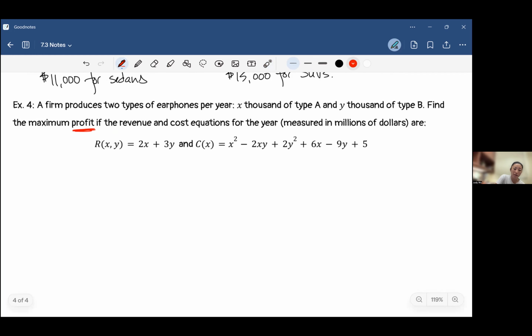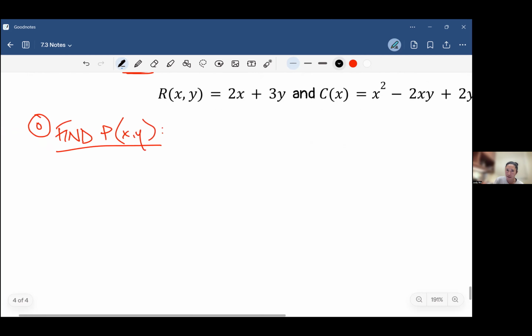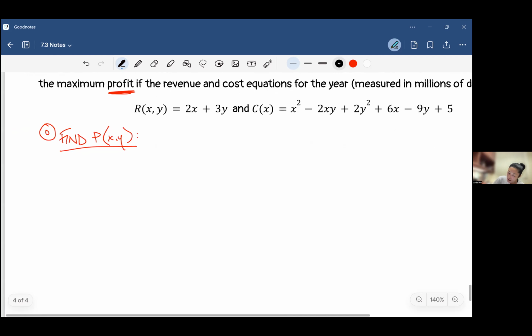So this is going to require a little bit more work up front. I'm going to put this as a step 0 over here. I know that kind of looks like a donut, but it's a step 0. And that is we want to find our P of (x, y). Without finding that profit function, we aren't going to be able to find the maximum on that particular curve. But luckily for us, P of (x, y) is equal to our revenue, R of (x, y), minus our cost.